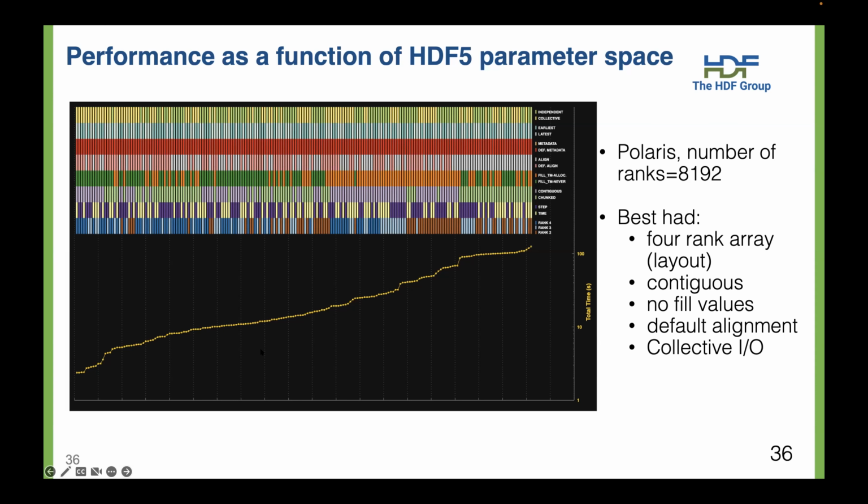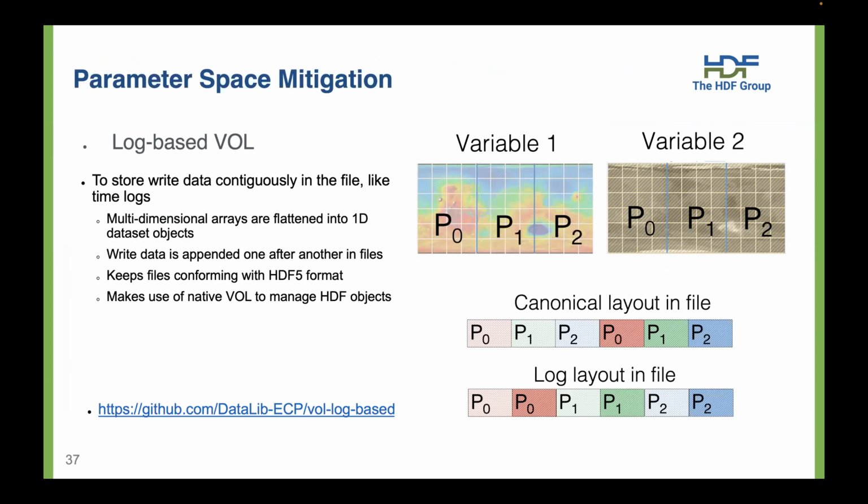So it shows you that if you choose wrong, you can get very bad performance. This is a log scale, so you can definitely hurt or help your I/O performance just by choosing the right I/O pattern, and this gives you a way to do that.